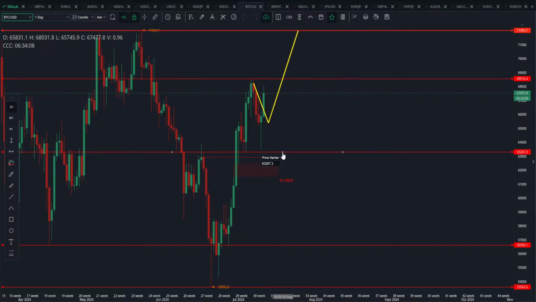To what extent it can go? 63 to 67 minimum. If it breaks below 63 to 67, then we will start looking for the selling opportunities.